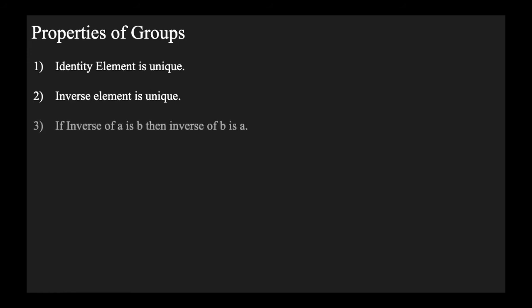Okay, next, some properties of groups that we should know. The first one: the identity element is unique. Whatever examples we did, you can see that the identity element is unique. In the previous example, 0 was the identity and it was unique. Second, the inverse element is also unique. The inverse element for each and every element is unique. Third, if the inverse of a is b, then the inverse of b is a. Like if the inverse of a is a inverse, then the inverse of a inverse is a.